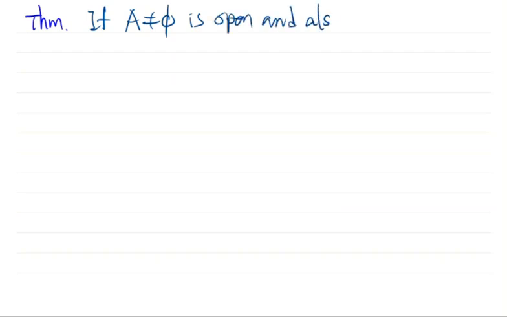In this video, we use the distance from a point to a set to prove an important result. This is the theorem, which says that if A is not empty, it is open and also closed in Rn, then the result is A equal to Rn. Okay, so this means that Rn is connected.